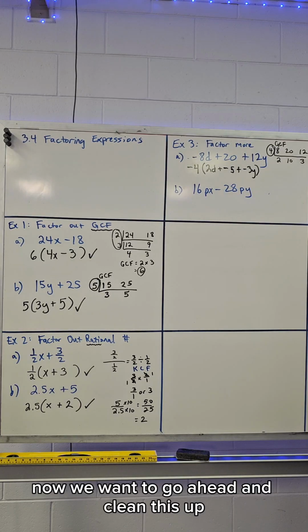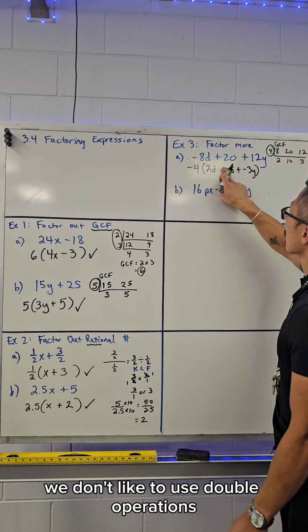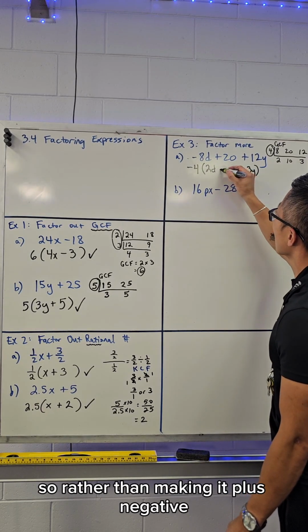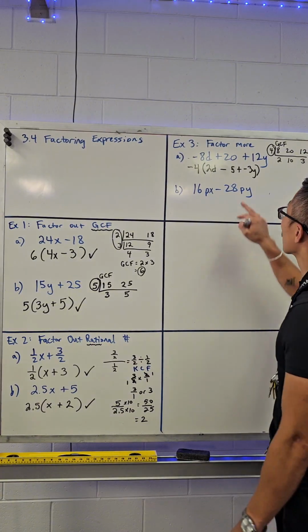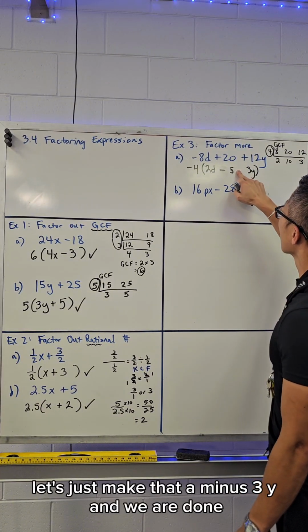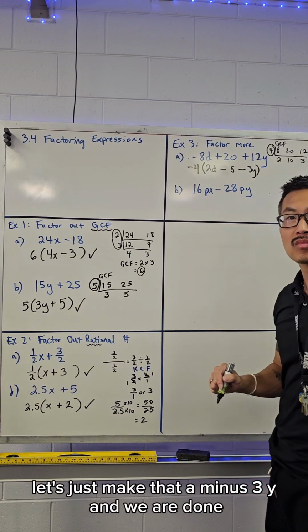Now we want to go ahead and clean this up. We don't like to use double operations, so rather than making it plus negative, let's just make that a minus. Same thing for plus -3y. Let's just make that a -3y, and we are done.